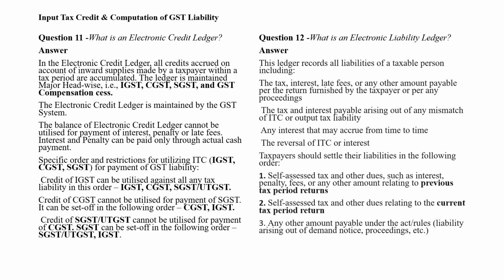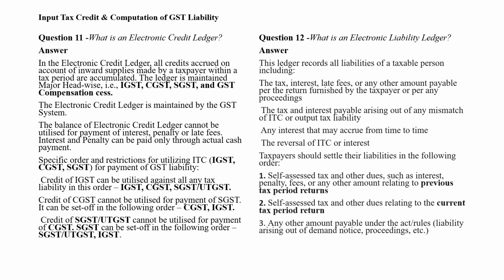The tax and interest payable arising out of any mismatch of ITC or output tax liability. Any interest that may accrue from time to time. The reversal of ITC or interest.